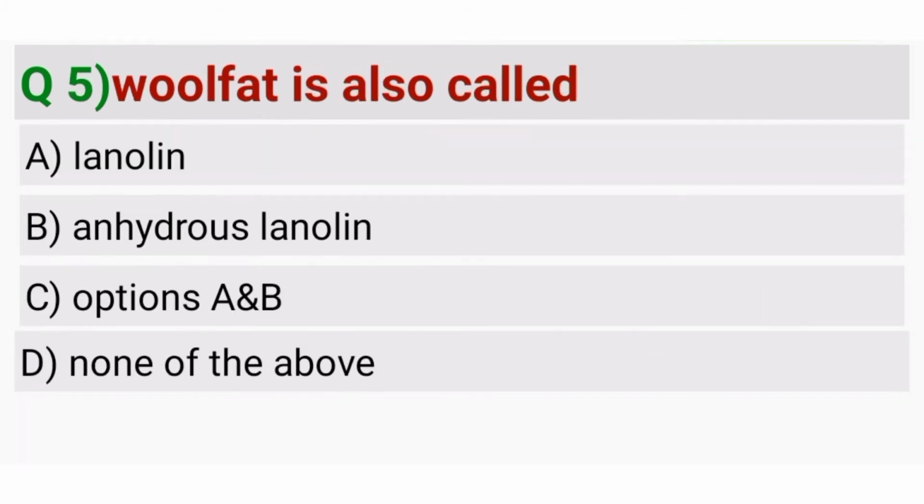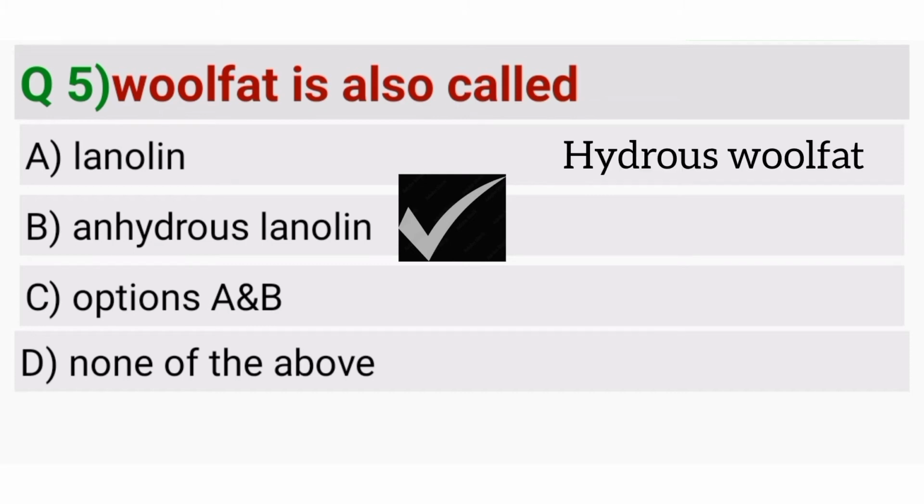Question number 5. Wool fat is also called? Options are lanolin, anhydrous lanolin, options A and B, none of the above. Here the answer is anhydrous lanolin. Wool fat is known as anhydrous lanolin, whereas hydrous wool fat is said to be lanolin.